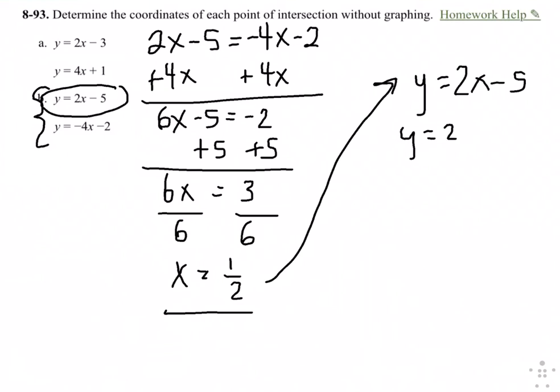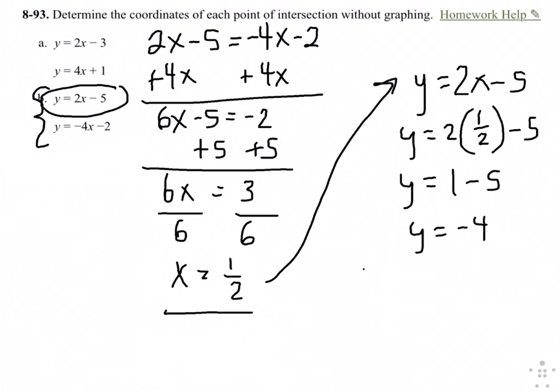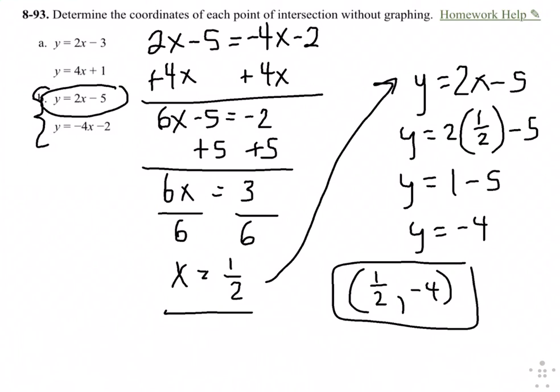Y equals 2 times 1/2, right? We solved for x and got 1/2, minus 5. 2 times 1/2 is 1. So y equals negative 4, and now we write it as an ordered pair, x, y, 1/2, negative 4, and that ordered pair will work in both of those equations. And if this were a test, you would take that and make sure it works in both the equations.